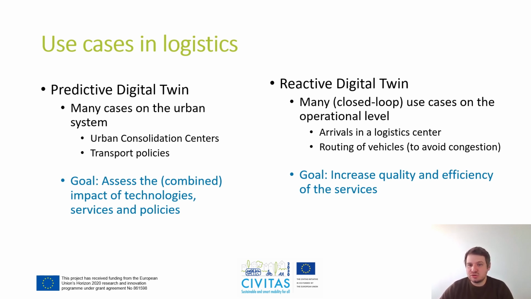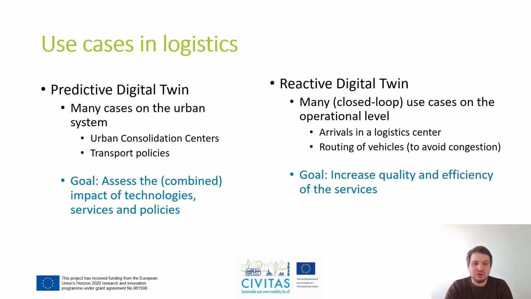On the other hand, in urban logistics we can have reactive digital twins. There are many closed loop use cases where we even have the physical asset on one side, then we have the digital model that we can use to find new inputs to the system and then change the system in a closed loop fashion so that we can, for instance, optimize certain services. And there we have quite many examples on the small time scale. So for instance, we can model the arrivals in a logistics center and then respond to them by having enough staff available, for instance, when a new truck arrives, or even on the routing level of the vehicles.